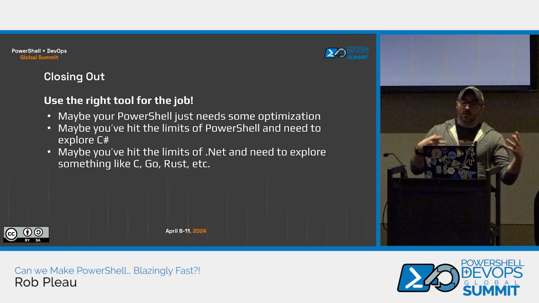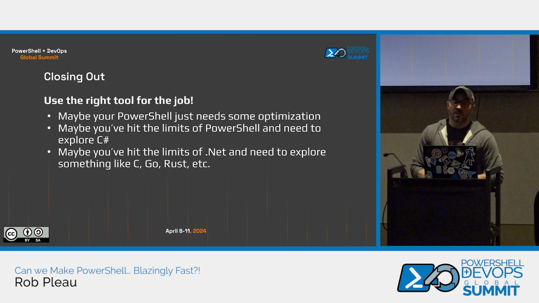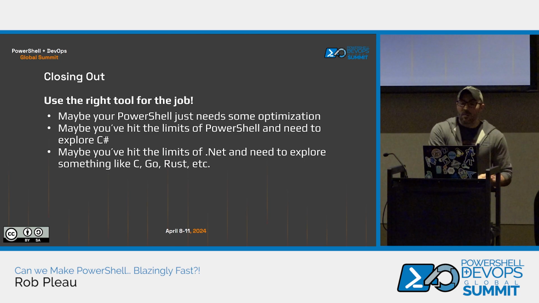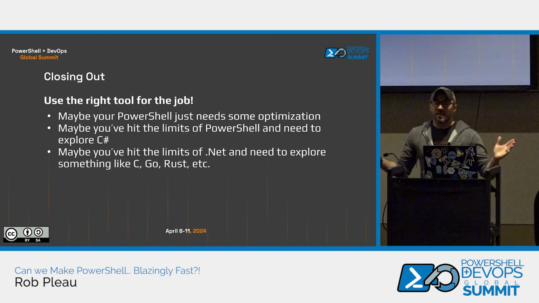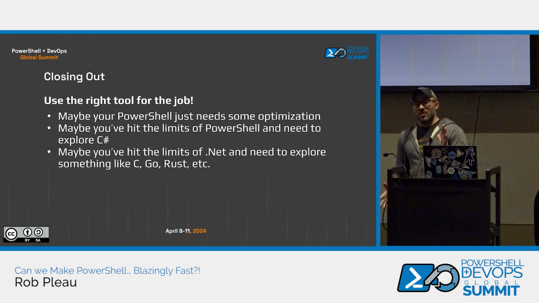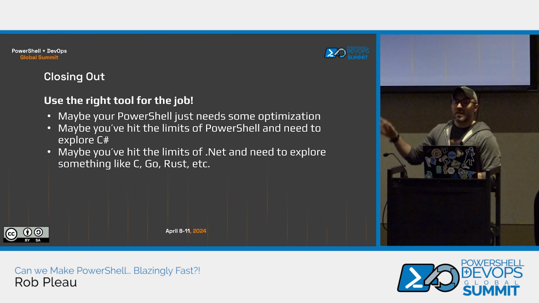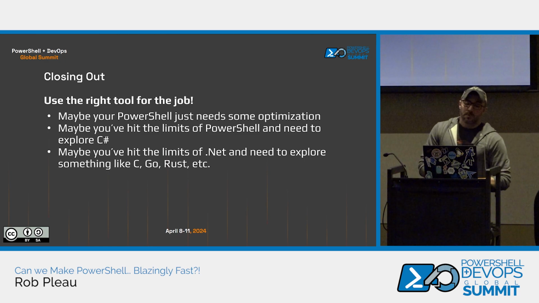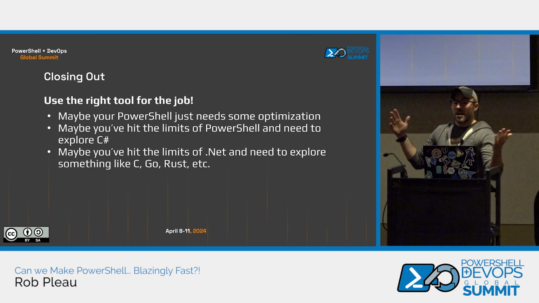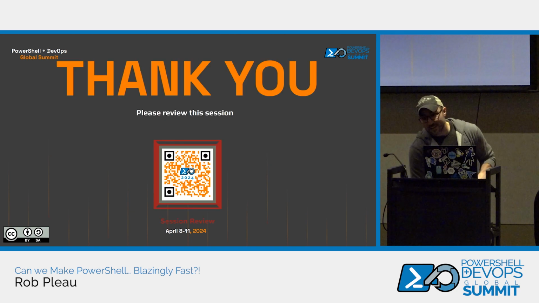I know AD has a filter. A lot of the AD cmdlets have a filter built into them. That's going to be a lot faster than trying to pipe it to a filter. So use the right tool for the job. Maybe your PowerShell just needs some optimization. You can make it blazingly fast. You just might need to tweak it a little bit. You might just have some code that's non-performant. And if you've hit the limits, maybe you need to explore C# if you want to stay within .NET. Otherwise, look at C or Go or Rust or any language that's probably going to be more performant. And that's it. That's all I got.